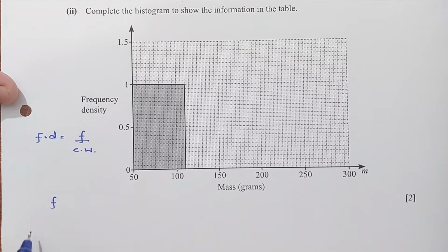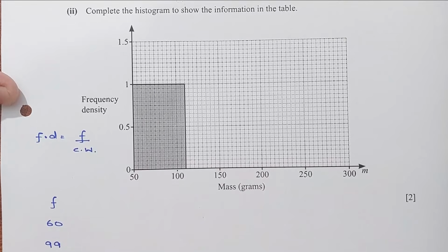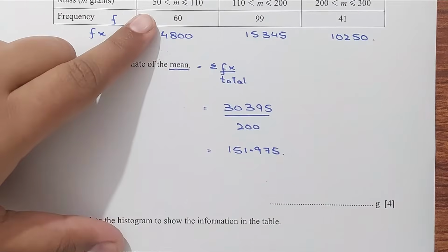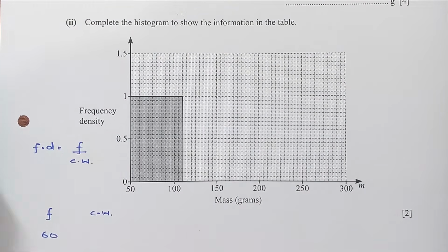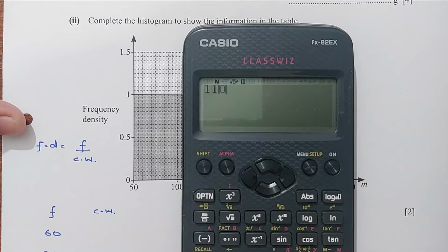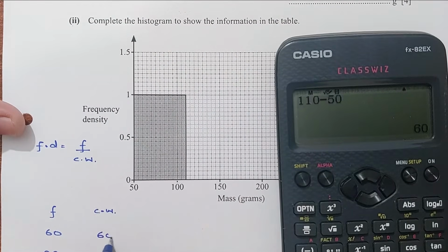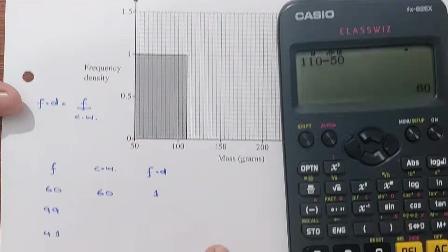Let me draw the column for frequencies. Frequencies are 60, 99, and 41. We have 3 frequencies, right? Now the class width, right? So the first interval is between 50 to 110. So the class width is 110 minus 50, which is 60. And the frequency density is frequency over class width. This is just 1. So this is already done, right?